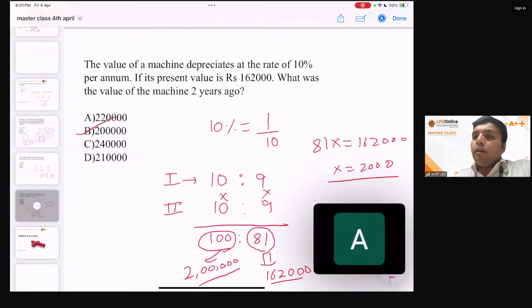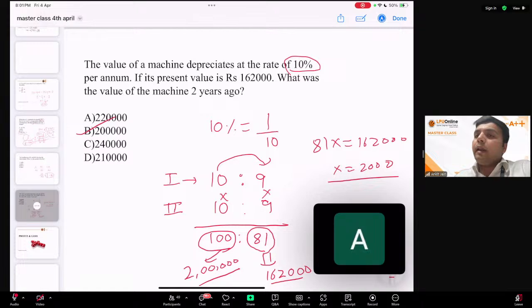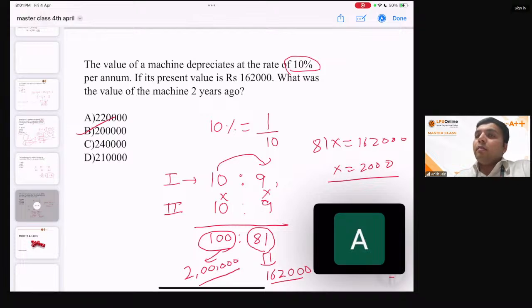How 81? See, price decreased by 10%. 10% means 10 to 9. The fraction is 1 by 10. 10 to 9, then 10 to 9. But for the net change, there are 2 years. For effective change, we cross multiply. So 100 becomes 81. 9 nines are 81.